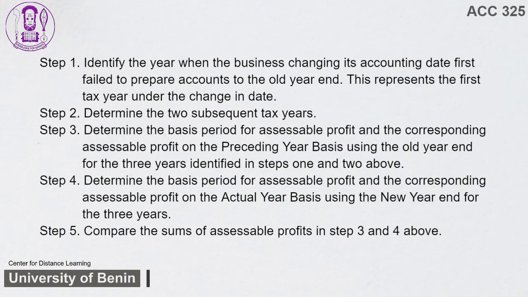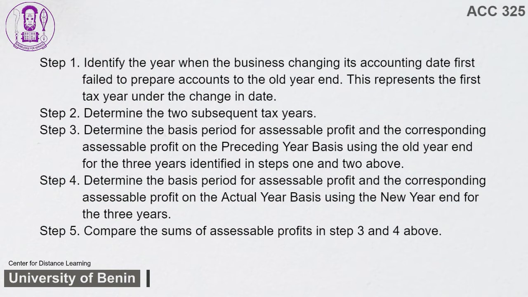This represents the first tax year under the change in date. Step 2. Determine the 2 subsequent tax years. Step 3. Determine the basis period for assessable profit and the corresponding assessable profit on the preceding year basis using the old year end for the 3 years identified in steps 1 and 2 above.